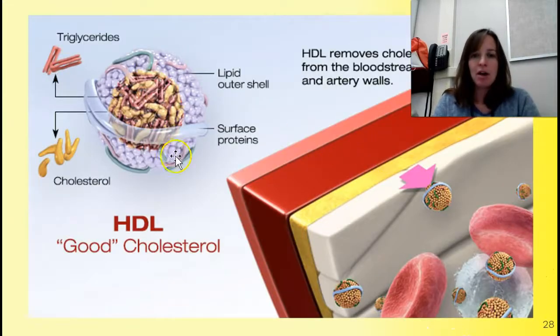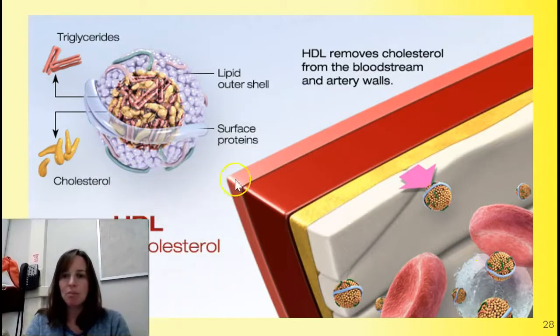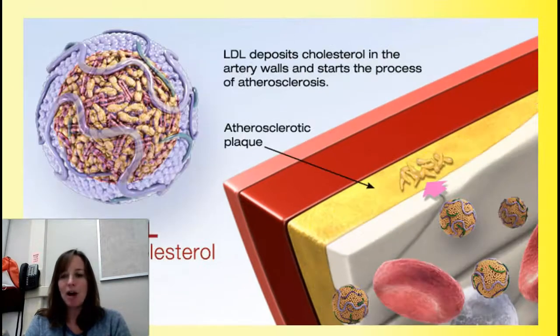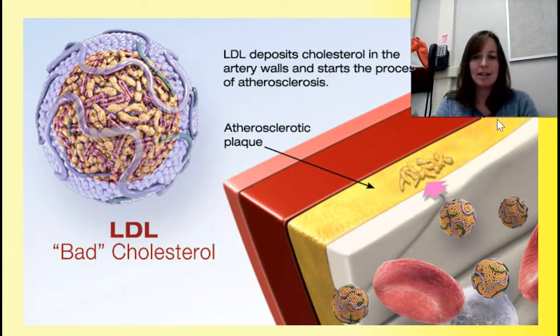Here's a little picture of HDL, good cholesterol, kind of working to help out your bloodstream. HDL removes cholesterol from the bloodstream and artery walls, and then LDL makes the problem worse and deposits those fatty plaques on the arteries. So that is LDL. That's the bad cholesterol. You want that to be low.